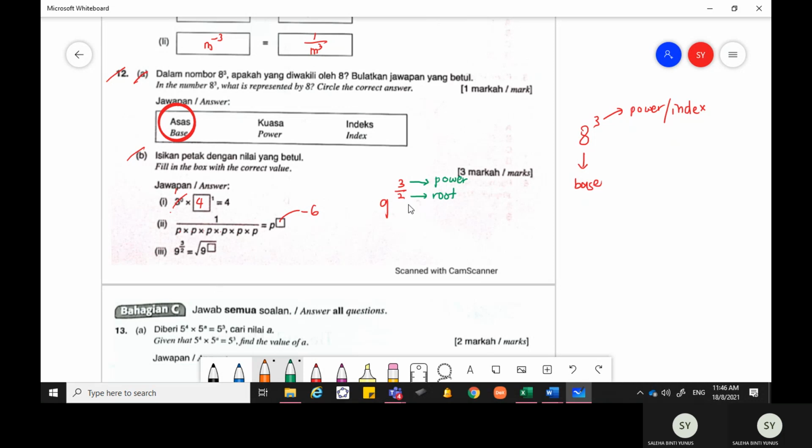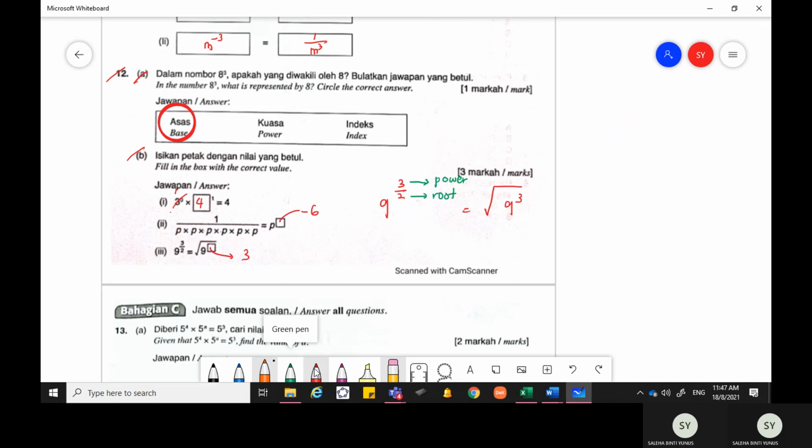Okay, so sekarang dekat sini kalau kita change into root form, so kita boleh change lah kat sini into root form. So 9. So kita ada root 2, maksudnya square root. Okay. And then kita ada power 3. So macam okay, ingat atas tu power, bawah tu root, power root. So here fill in the blank will be 3. Macam tu.